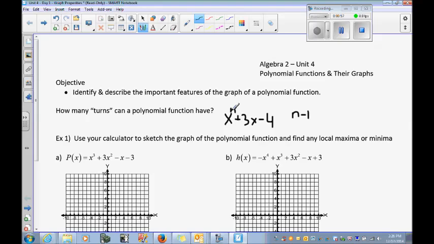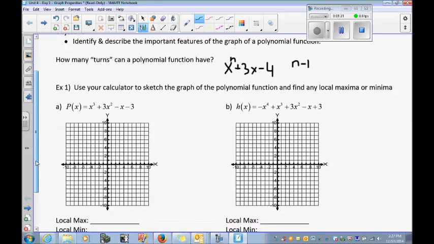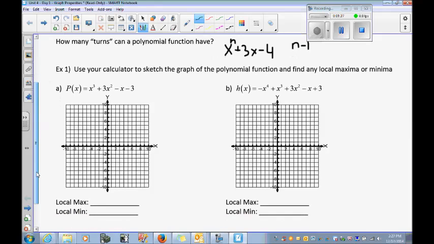If this is x to the third, it will be 3 minus 1, or 2. X to the fourth, 4 minus 1, or 3 terms. X to the fifth, 5 minus 1, or 4 terms, and so on and so forth. So the maximum number of terms a polynomial can have is whatever the exponent is minus 1. Okay, now let's move on to exercise 1, where it says use your calculator to sketch a graph of the polynomial function and find any local maxima or minima.